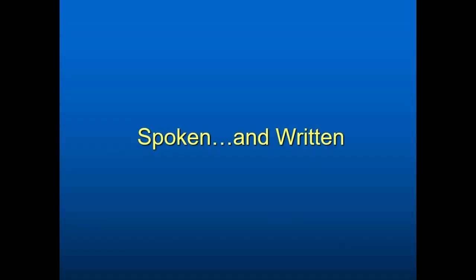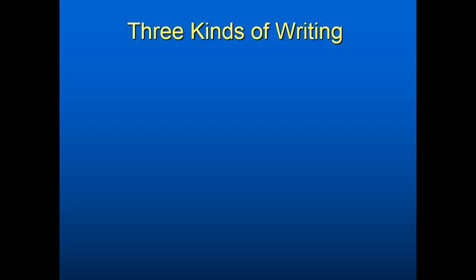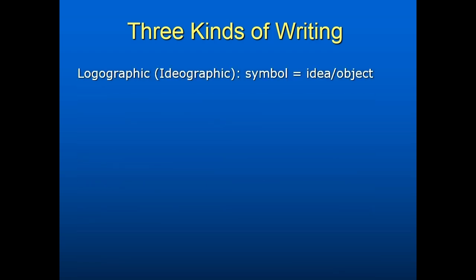Now it's time to consider the actual process of writing. Although there are many hundreds of languages around the globe, it's fair to say that there are only 3 kinds of writing, or maybe 4, depending on how you understand the first kind. Let's start with that. It's usually called logographic, and there are 2 versions of it.